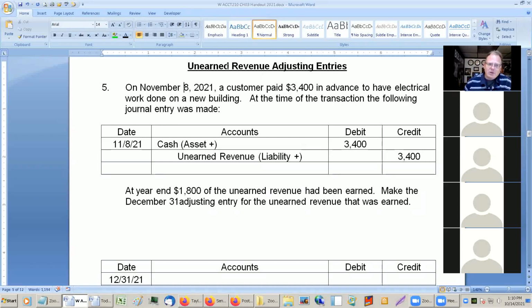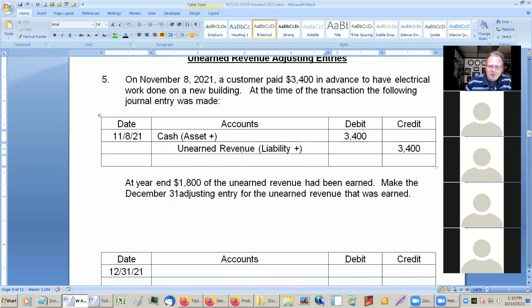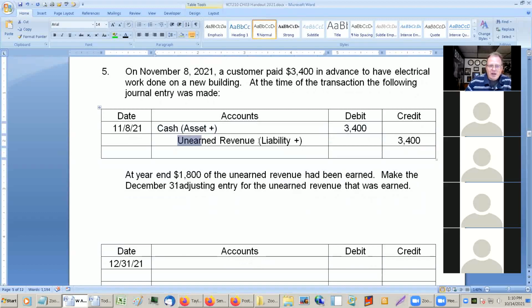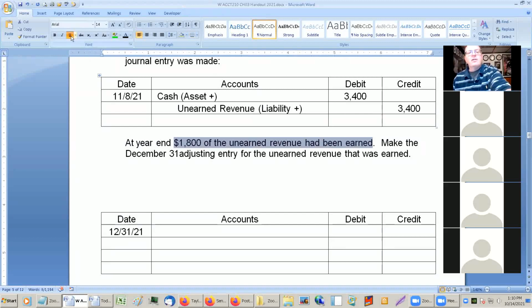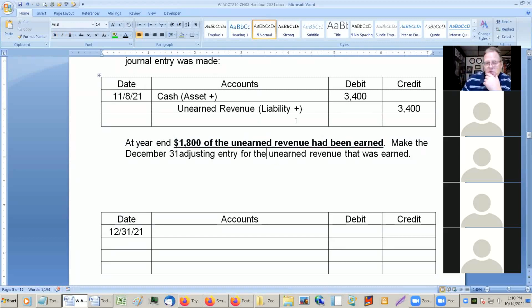So this is the journal entry that you'd have made. Unearned revenue is a liability. Someone paid us money. We haven't done anything. We'll pick up the cash. We do have the cash. They gave it to us. So we have the cash, but we haven't done any of the work yet. Okay, at year end, 1,800 of the revenue had been earned. So we did $1,800 worth of work.